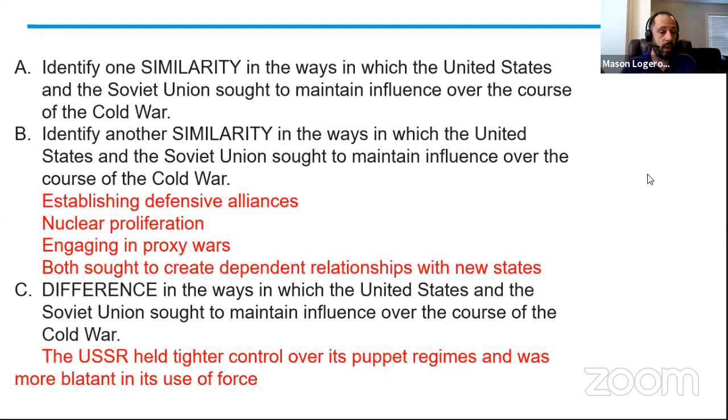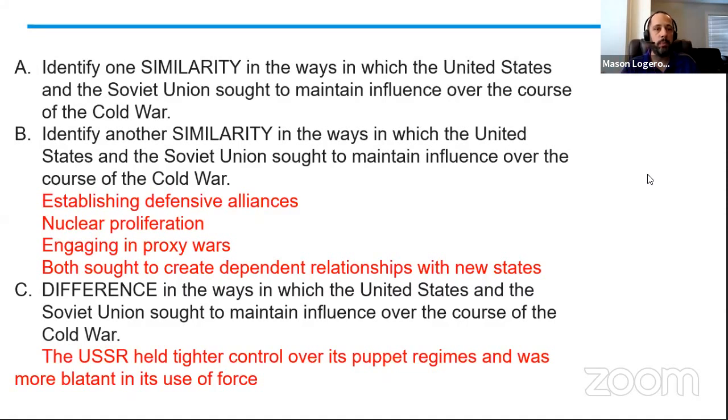So a couple of them here. First, establishing defensive alliances. We talked on Wednesday, and he talked about yesterday, that need for military allies. Both the United States and the Soviets were fighting for those. Nuclear proliferation. He did a great job of talking about the buildup of nuclear weapons as a deterrent against nuclear war. They both engaged in those proxy wars. He mentioned Korea, he mentioned Vietnam. Those are both perfect examples of proxy wars. And then also dependent relationships with other states.